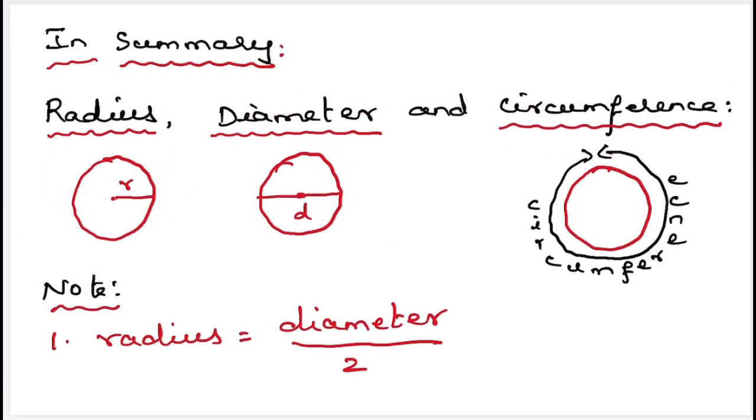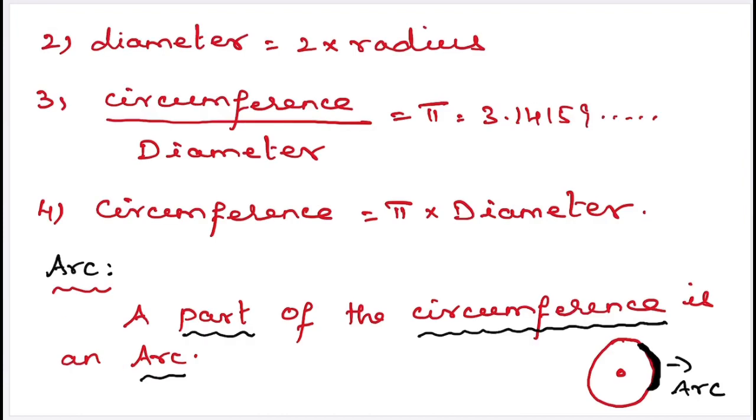We have some basic formulas for this. First one, radius is equal to diameter divided by 2. Diameter is equal to 2 into radius. Next one, circumference by diameter is equal to pi. We call it pi. The value of pi is 3.14159 etc. Generally we write the value as 3.14. Next, circumference is equal to pi into diameter.